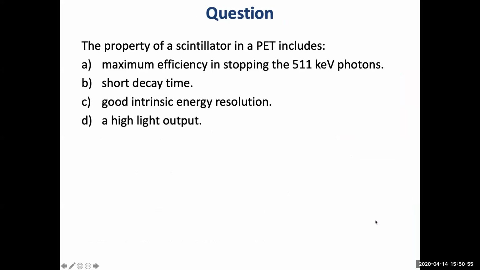Question, with multiple answers. The properties of a scintillator in PET include maximum efficiency in stopping the 511 keV photons, short decay time, good intrinsic energy resolution, and also high light output.